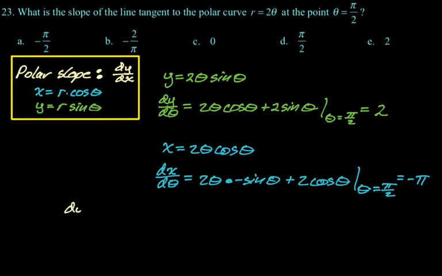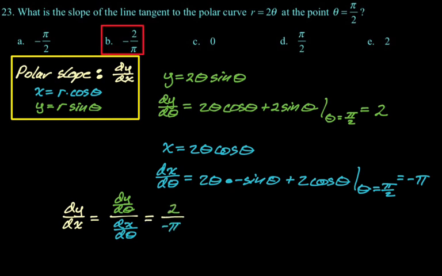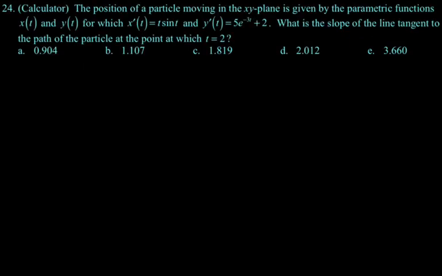So dy dx is dy d theta over dx d theta. So it's going to be 2 over negative pi, which just looks weird to me. I guess there's nothing wrong with it. I just don't like the answer. Okay, there we go. All right, one more problem in this video, and then I'll be back in another video to do more. Here we go, calculator question.